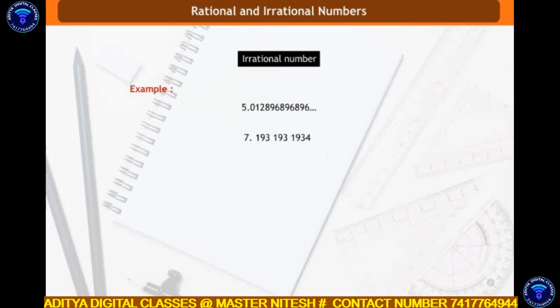However, it is a non-terminating and non-repeating decimal number, as the first 6 digits after the decimal are 193, repetition of 193. But the next digits are 1934. Hence altogether no number is repeating itself. Hence it is an irrational number.